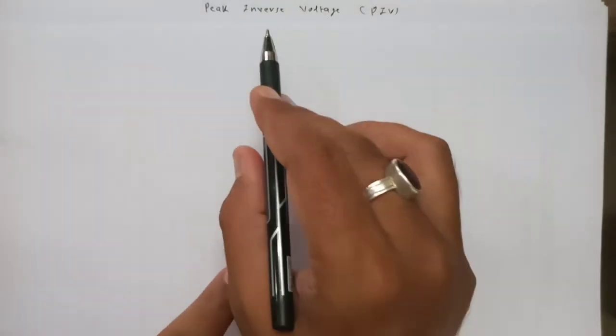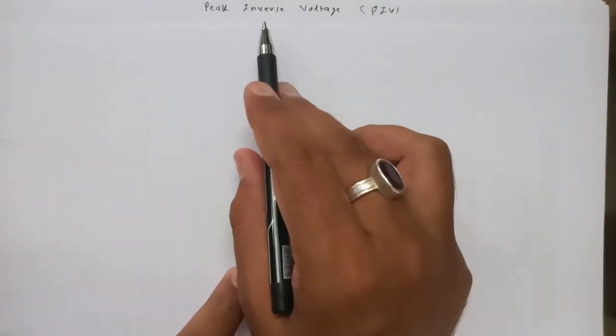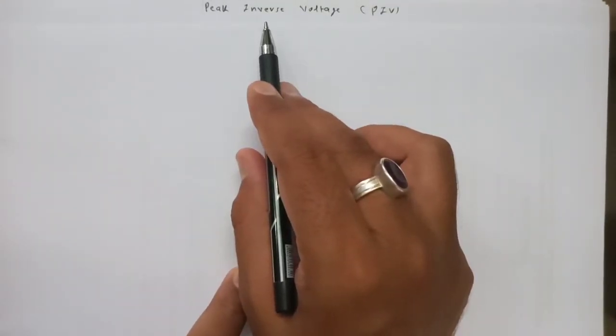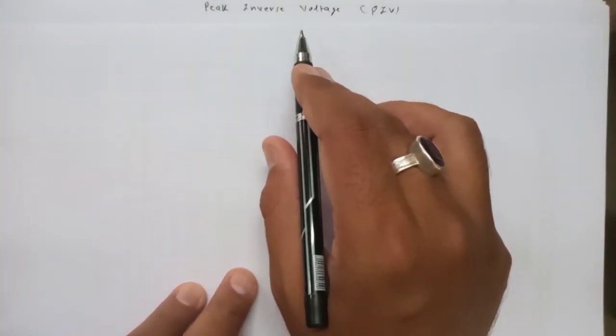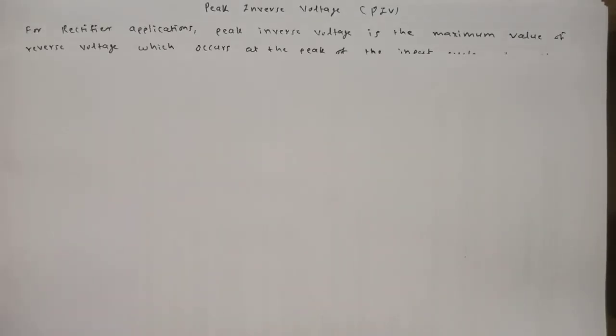Peak inverse voltage. From the name itself it should be clear. So this is indicating some voltage when it is having maximum value in inverse direction. So this concept we are interested in case of the rectifier, and that's why let us see what is actually the definition of the PIV in case of the rectifier.